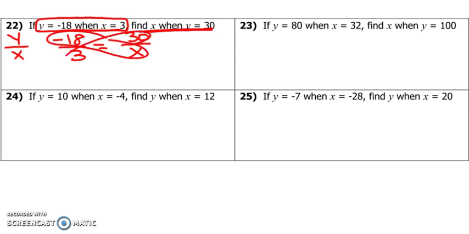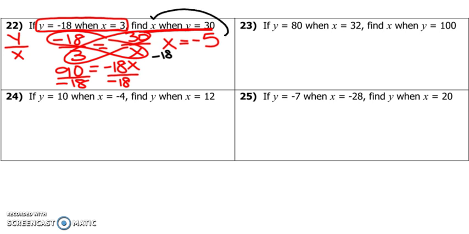From here, we're still cross multiplying. 90 equals negative 18x. We're going to divide both sides by negative 18. X is going to equal negative 5. And again, check yourself. We have negative 18 over 3, which equals negative 6. And then I have 30 over negative 5, which equals negative 6. They equal each other, so we know we're correct.